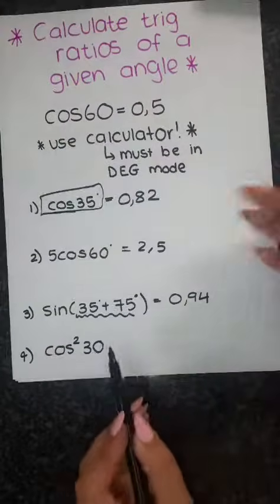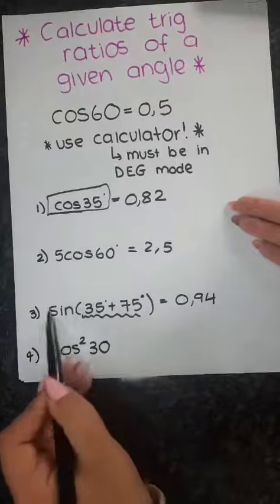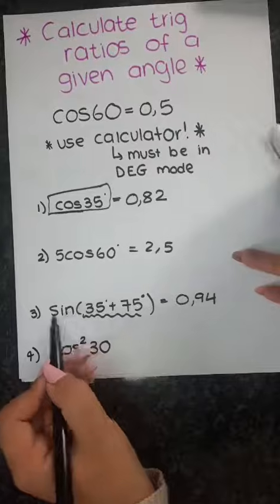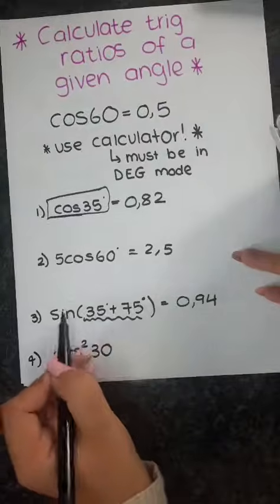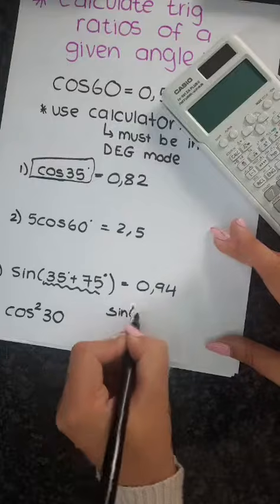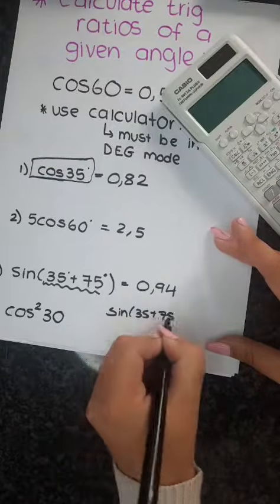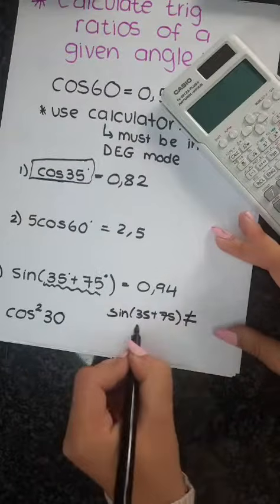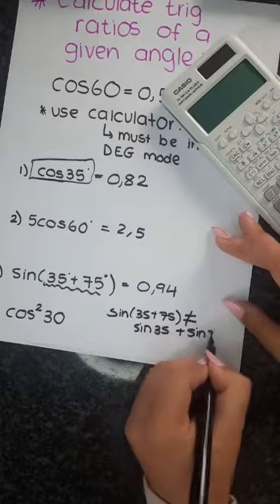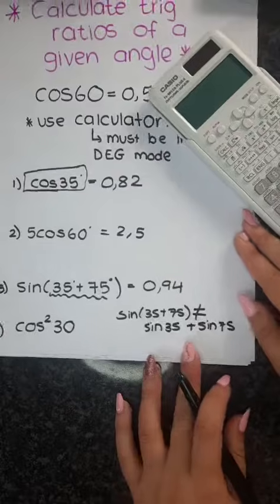It is not the same. The word sine represents a ratio of 2 sides. It is not a value on its own, so you cannot do distributive law. Sine of 35 plus 75 is not the same as sine 35 plus sine 75. Do you understand that, guys?